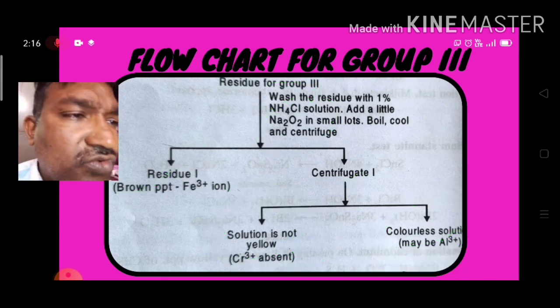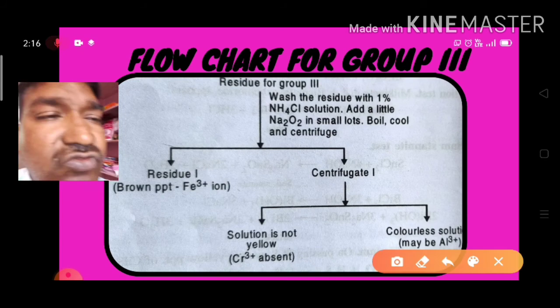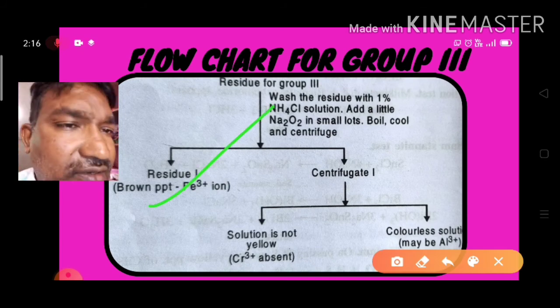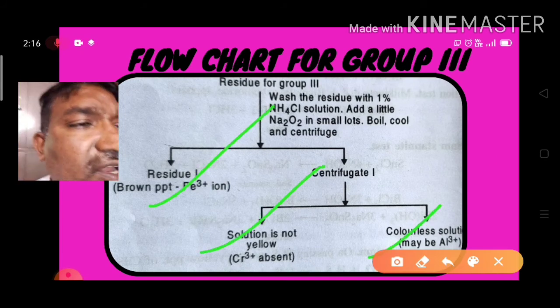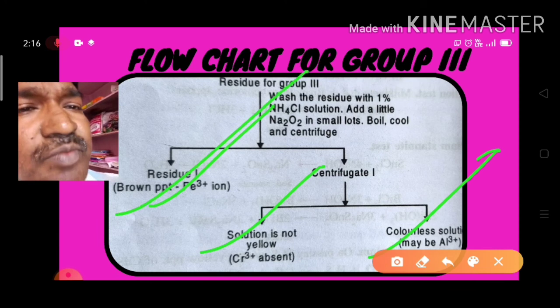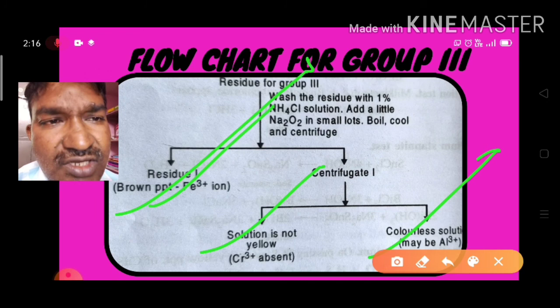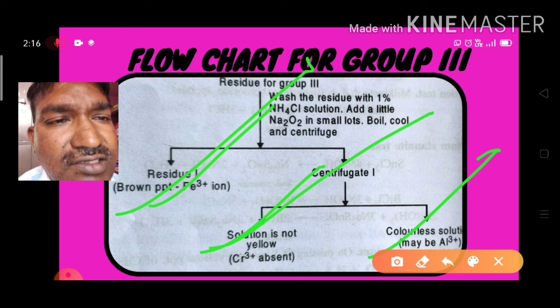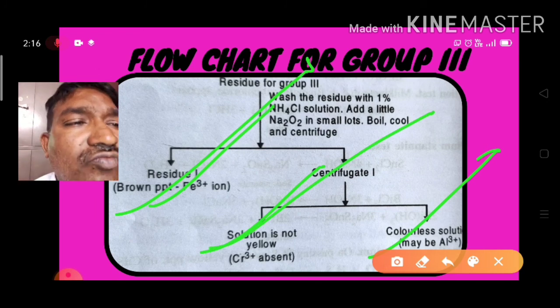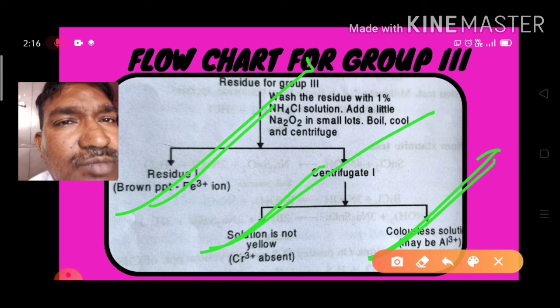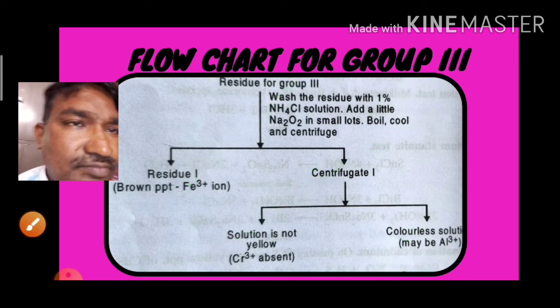Once again I read: brown color precipitate, yellow color solution, colorless solution. Brown color precipitate indicates the presence of ferric ions. Yellow color solution indicates the presence of chromic ions, and colorless solution indicates the presence of Al+3 ions.